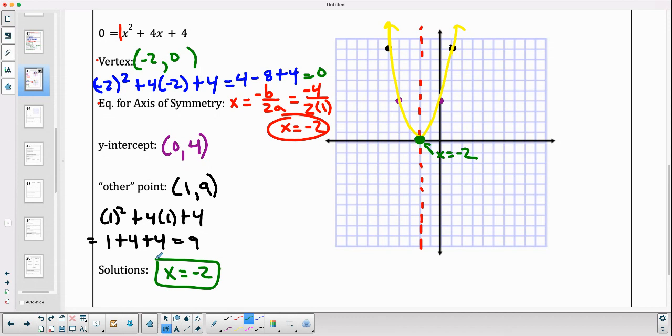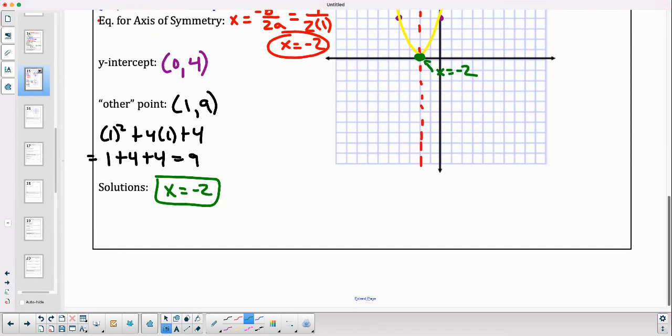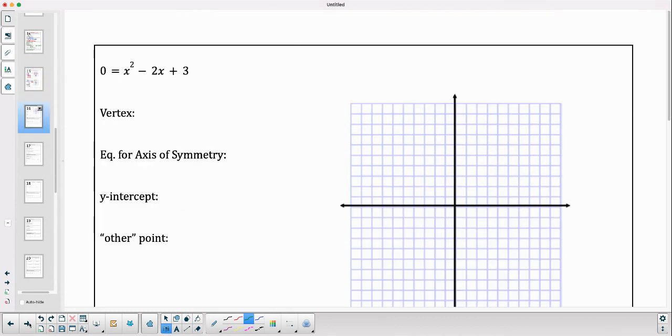And that happens. That's something that's normal. Doesn't mean that we did anything wrong. So it's possible to have two answers. It's also possible to just have the one answer. Let me show you another example. So this one, what it would look like if you don't have any of those solutions.